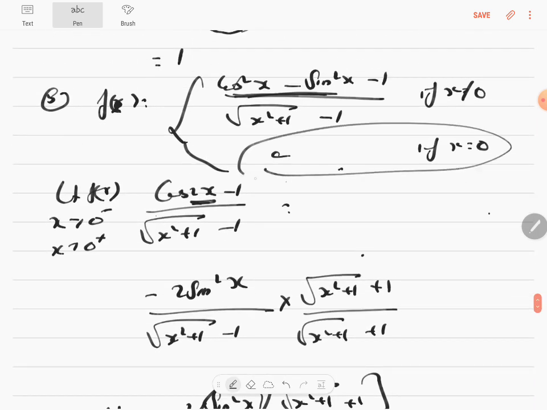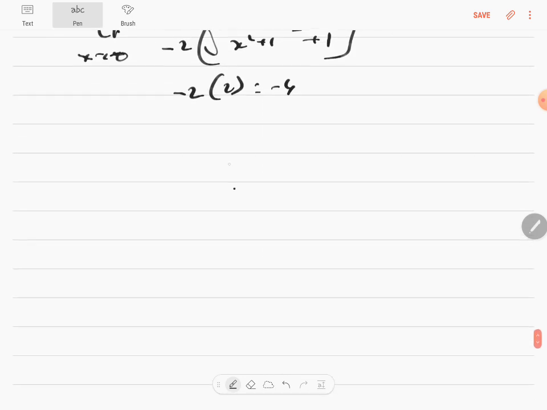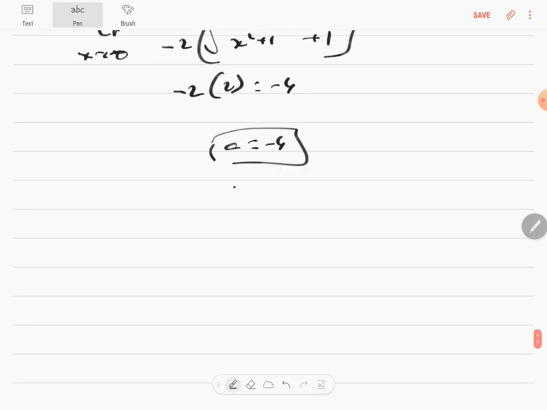At x is equal to 0 it's a. So a is equal to minus 4. So easy is the sum. So let's go to the next question.